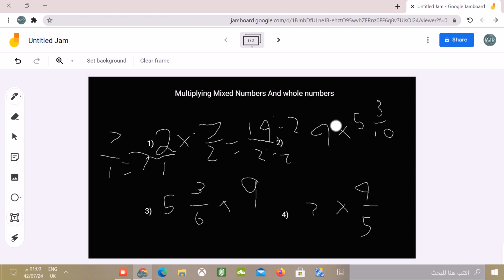So yeah, let's head to the next question. 4 multiplied by 5 and 3 out of 10. Okay, so as we said, we're going to make the whole number a fraction. So we're going to multiply 10 by 5, which will equal 50. Add 3, so 53 out of 10. I'll put 53 out of 10.